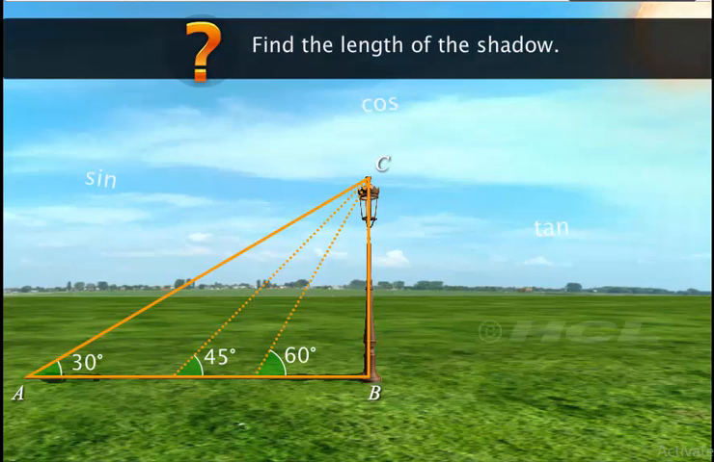How can we find the length of the shadow without actually measuring it? We can find the length of the shadow if we have the values of the trigonometric ratios of the respective angles. So how can we find the trigonometric ratios of these angles?